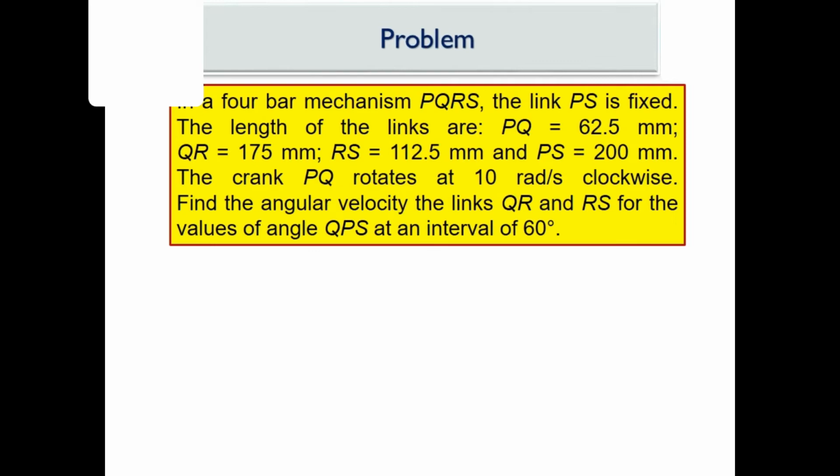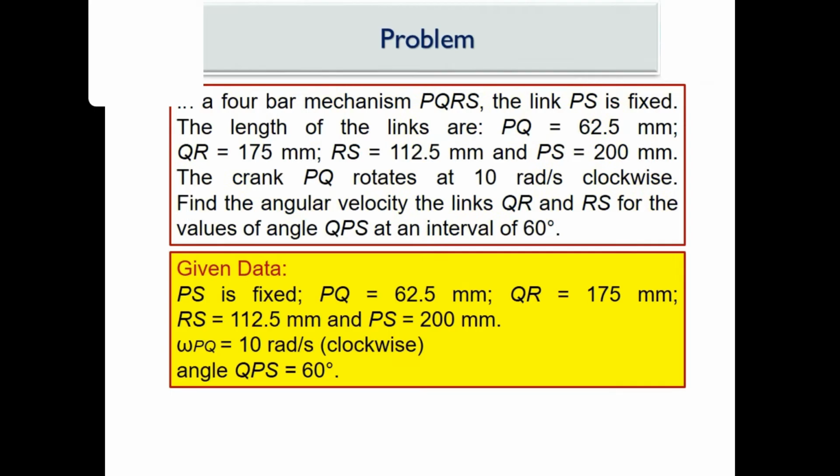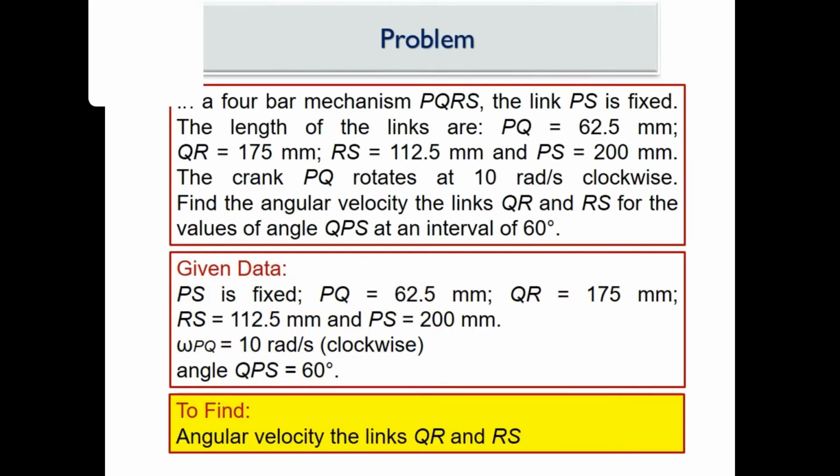Here a 4-bar mechanism problem has been chosen. Here the PQRS is a 4-bar mechanism. The fixed length is PS and the lengths of 4 links are given along with angle QPS, which is 60 degree. If you could remember the same numerical problem we illustrated for the construction of configuration diagram. Once the given data are listed out, then our aim of this problem is to determine velocity of various links as well as angular velocity of links Q, R and RS. Now let us go to the solution.